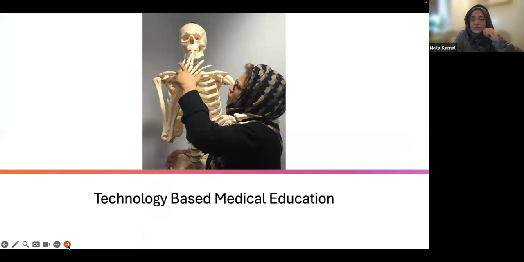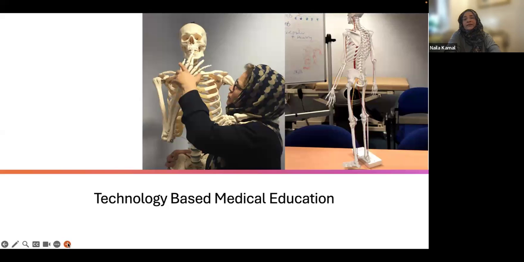Okay, technology-based medical education. This is how we learned and we taught in the early days. The skeleton, I remember I had half a set of a human skeleton in my room for my anatomy exams, and we learned on those type of things. But do the students need that with the type of resources that they have in this day and age, where they can learn far better? This is how they learn.